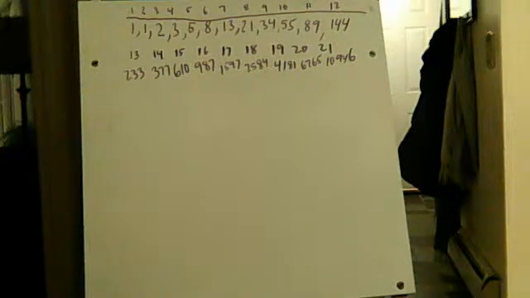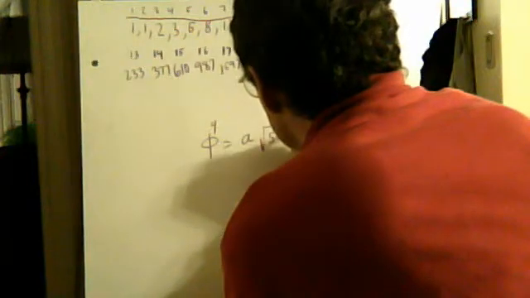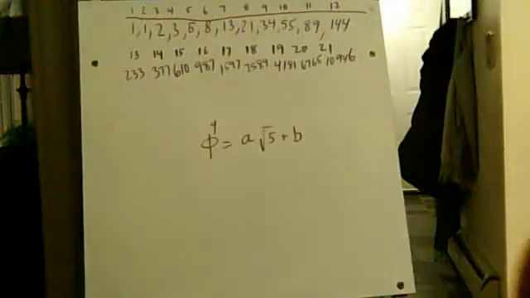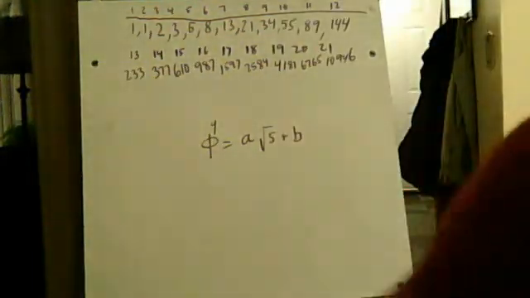Okay, here's some more Fibonacci problems. First one says 5 to the 9 is equal to a square root of 5 plus b. Solve for a and b. Okay, here you can press the pause button and then come back.